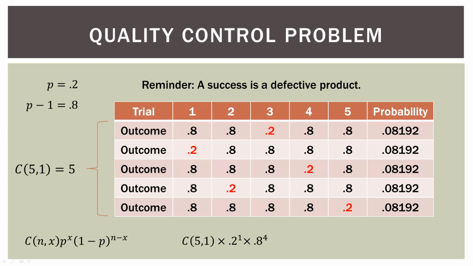But then in each row, it's the same thing. So we have 0.2, and then we have 4 0.8s. So we can just do that using exponents. So 5 choose 1 times 0.2 to the first times 0.8 to the fourth. And again, that's just simple multiplication, but we used exponents to make it easier to write.